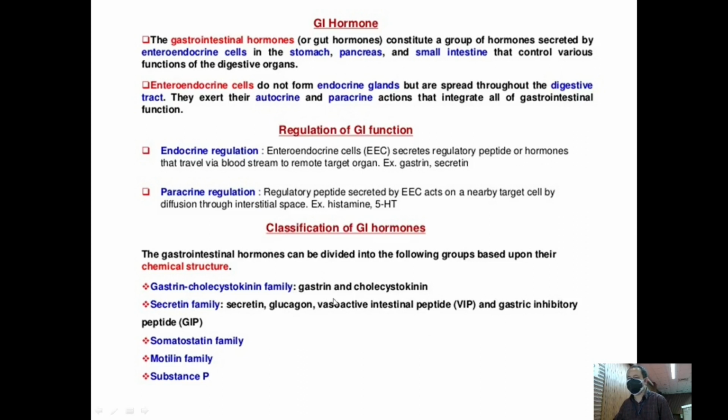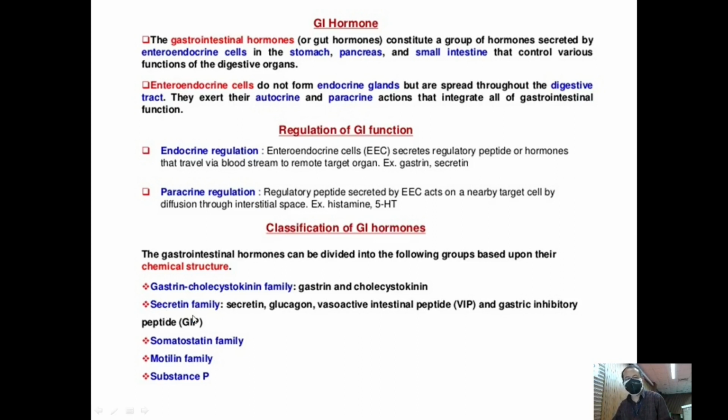You'll find that they can be divided into five families. One is the gastrin cholecystokinin family. Cholecystokinin is a bigger molecule than gastrin, but it contains a component of gastrin within it. Then the secretin family, consisting of secretin itself, glucagon, vasoactive intestinal peptide, and gastric inhibitory peptide. These all belong to what we call the secretin family.